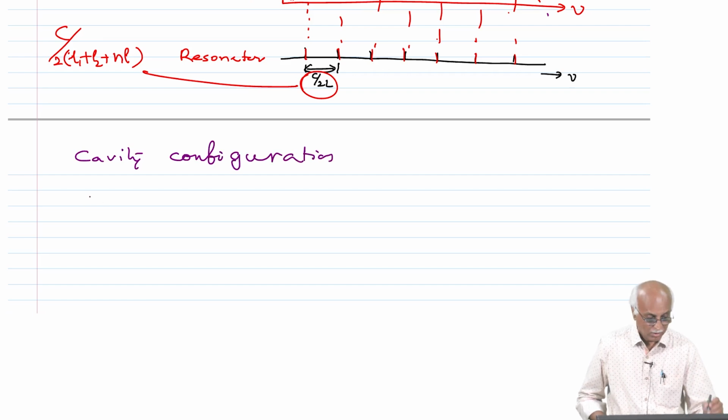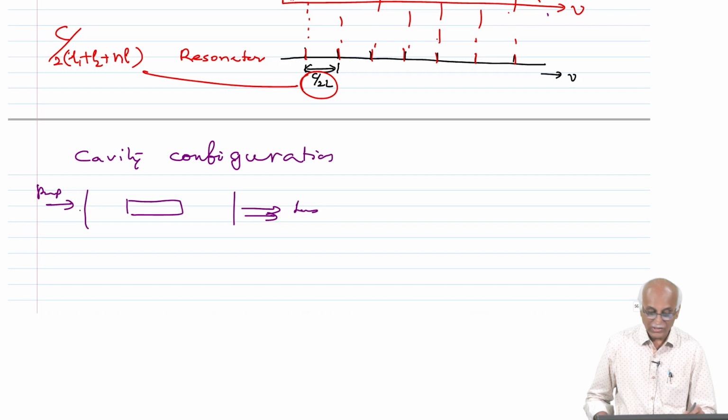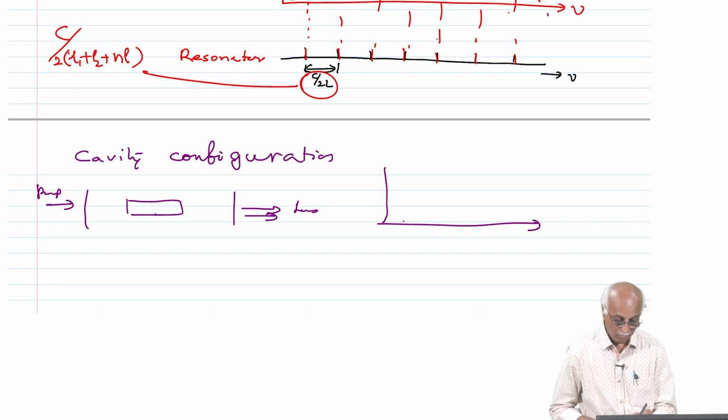If I am simply using a straight cavity and allow pumping, amplification and the laser output here, this is the pump, etc. You will see that the mode spacing, depending upon the gain medium, is decided based on the length of the cavity, etc., as we discussed just now, and the laser output will have multiple modes.